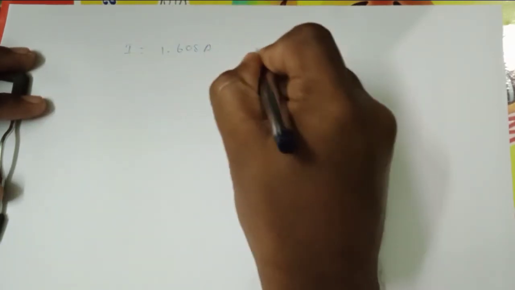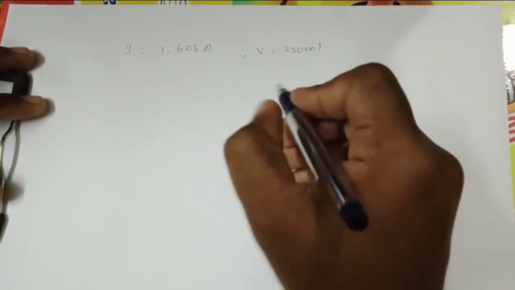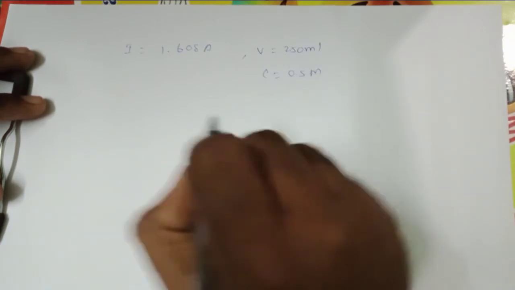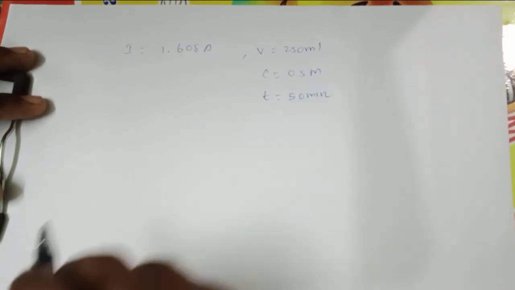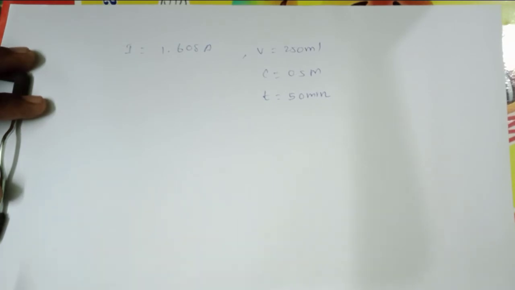So next, question number 13. A current of 1.608 ampere is passed through 250 ml of 0.5 molar copper sulfate solution for 50 minutes. Calculate the strength of Cu2+ after electrolysis, assuming the volume to be constant and the current efficiency is 100%.